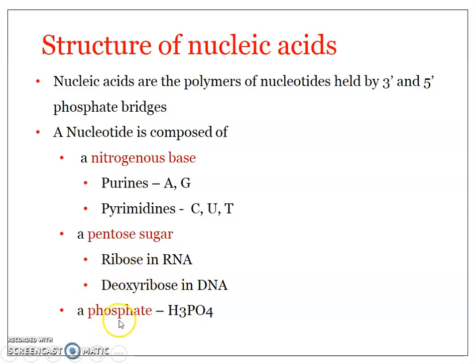Then we have the phosphate molecule. Phosphate is H3PO4, where a central phosphorus atom is bound to 4 groups, of which 3 are hydroxyl groups, attached to the phosphorus by a single bond or sigma bond, and 1 is an oxygen bound by a double bond. So that is how H3PO4 is arranged. So a nucleotide is composed of 3 major molecules: a nitrogenous base, a pentose sugar, and a phosphate molecule.